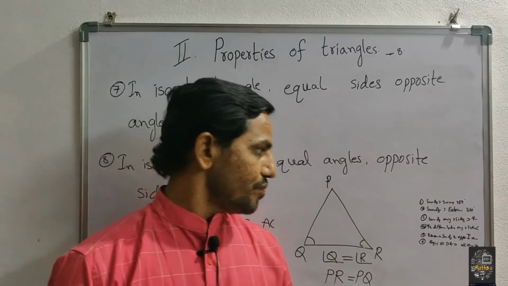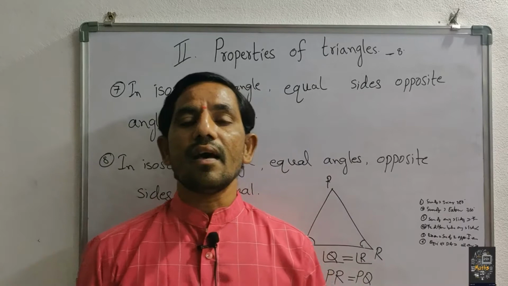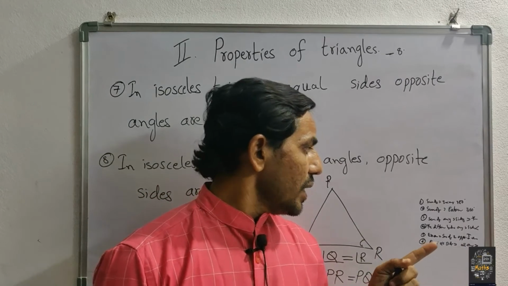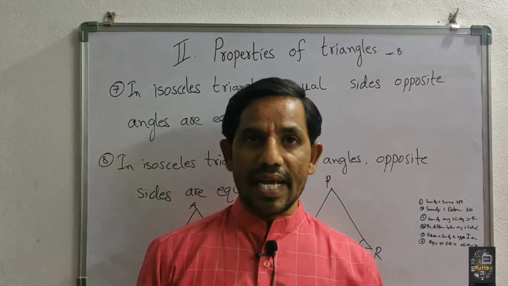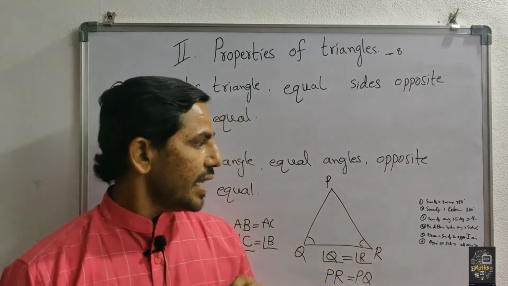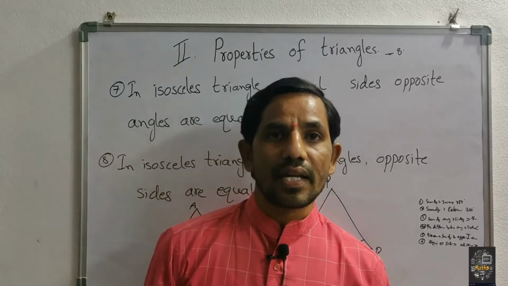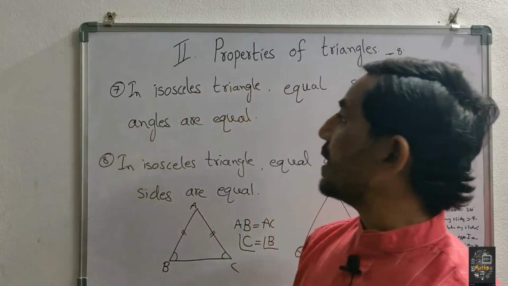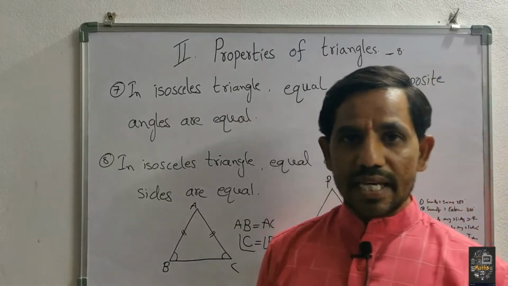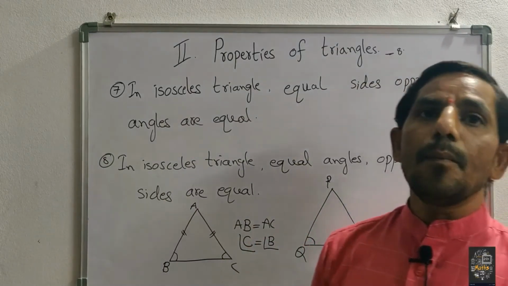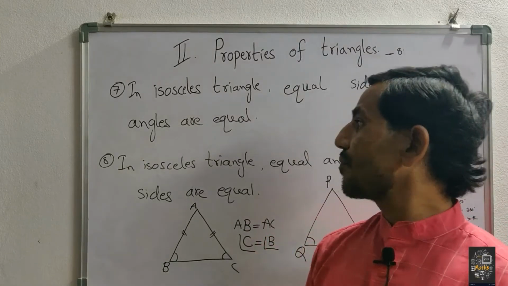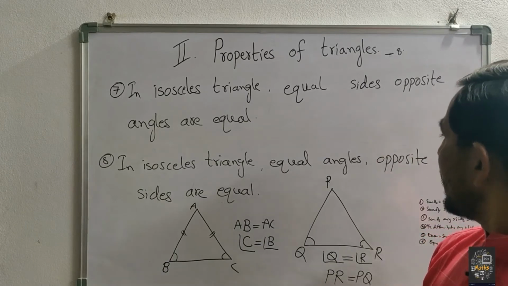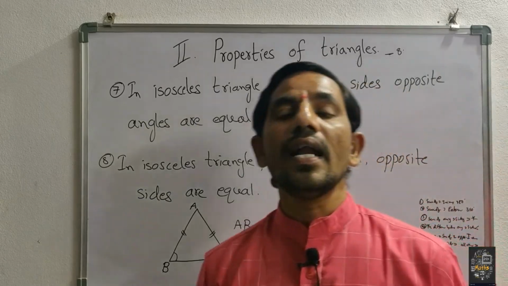Next, fifth one, exterior angle of a triangle is equal to sum of its opposite two interior angles. Next one, in equilateral triangle all sides are equal and all angles are equal. Next, seventh condition, in isosceles triangle equal sides opposite angles are equal. And last one, in isosceles triangle equal angles opposite sides are equal.